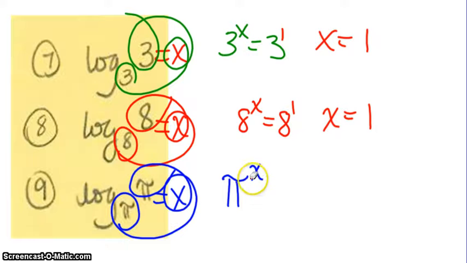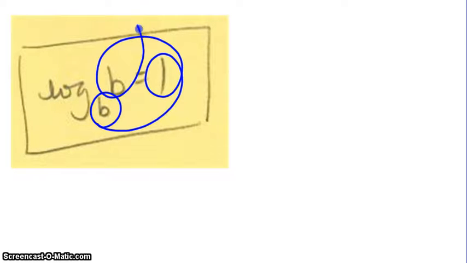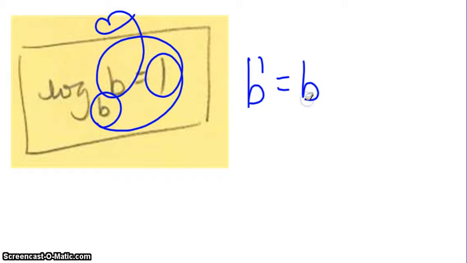Pi to the x, pi is just a number. It is irrational, but it's just a number, is equal to pi. And any number can be written as that number raised to the first, so x must be equal to 1. Which brings us to this. It doesn't matter what your base is, but if these two numbers are exactly the same, it always has to equal 1, because b to the 1 is equal to b. They mean exactly the same thing.